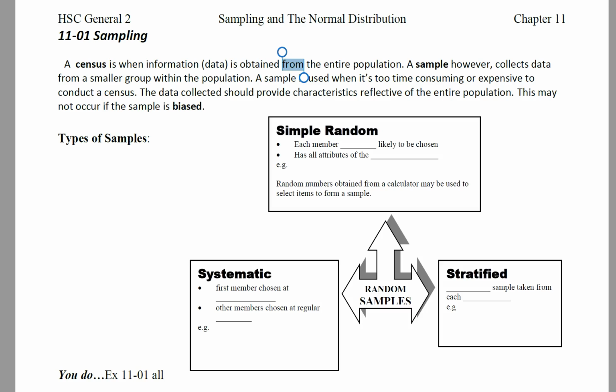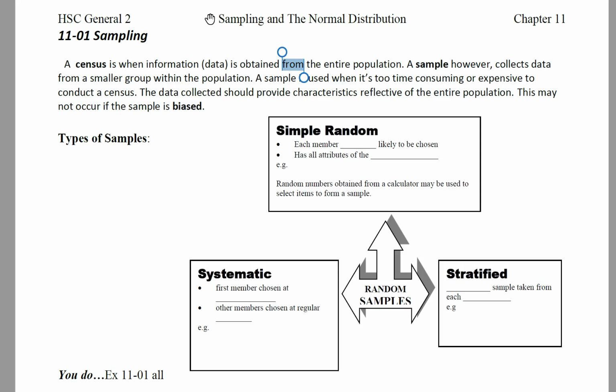Chapter 11 is your second statistics chapter in Year 12, and as you can see from the heading, it's called Sampling and the Normal Distribution.